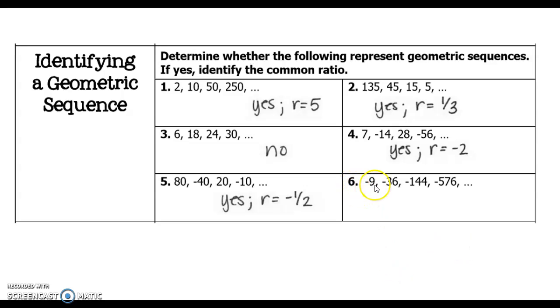On number 6, all of them are negatives, so I don't have to worry about my ratio being a negative number. What am I multiplying 9 by to get 36? Or what is 36 divided by 9? Well, I see that's 4. And is 144 divided by 36 also 4? And yes, we see that it is, and the ratio happens to be 4.